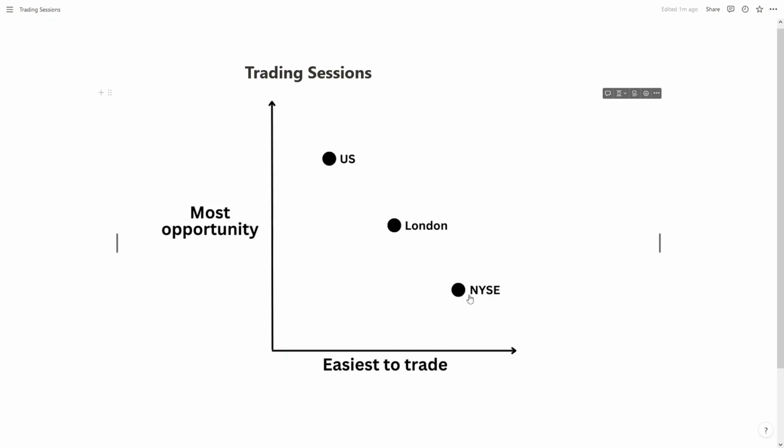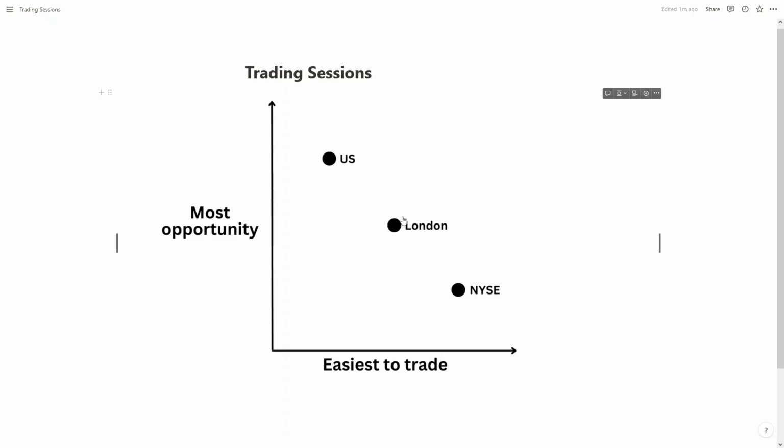Then in NYSE, you've got the least amount of opportunity because you're only trading one pair, US 30. It can go maybe a week without even taking a trade on it. But it is the easiest to trade by far. It is so simple to trade that. And then in the middle, which is my favorite, we've got London, which is medium difficulty to trade. You'll still get lots of good opportunities. And this is my favorite right here.